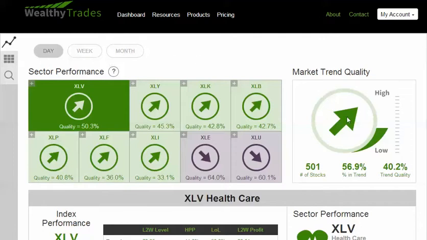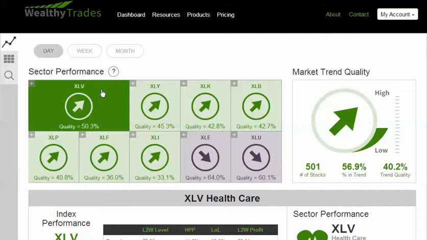What I first do is I go to the market trend quality and I need to find the bias that we're moving in. The Wealthy Trades dashboard automatically does this for me, but it's good to know what I'm looking at. What I can see is that we have 501 stocks. Those are the stocks within the S&P 500, and 56.9% of those stocks are moving in an uptrend. Now, the trend quality is not that good, which we'll talk about in a minute, but for now, I want to focus on the best sector within this uptrending stock market for today.